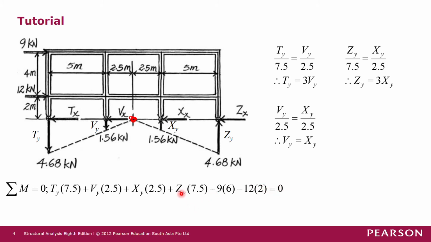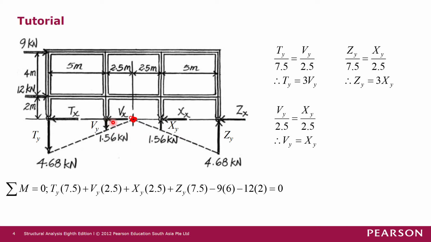Similarly, we have 4 unknowns, so one equation is not able to solve for all the 4 unknowns, so we need 3 extra equations. The first one will come from this similar triangle. So here we have Ty over 7.5 equals Vy over 2.5, so Ty is 3 Vy. The second equation is from this similar triangle. So we have Zy over 7.5 equals Xy over 2.5, so Zy equals 3 Xy.